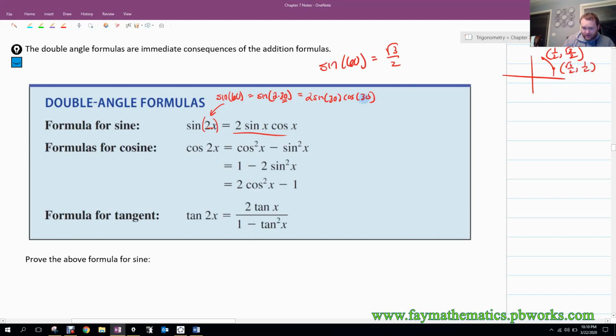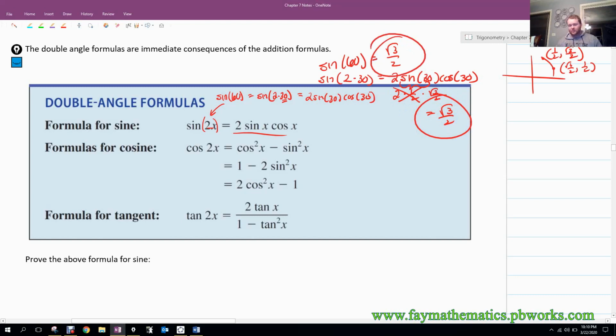is 1/2. So if we go ahead and say sine of 60 is the same as sine of 2 times 30, then that is equal to 2 times the sine of 30 times the cosine of 30. Well, the sine of 30 becomes 1/2, so 2 times 1/2. And cosine of 30 is √3/2. And if we do that, 2 times 1/2, those are reciprocals, and I'm just left with √3/2. That is exactly what we were looking for. Sine of 60 is √3/2.